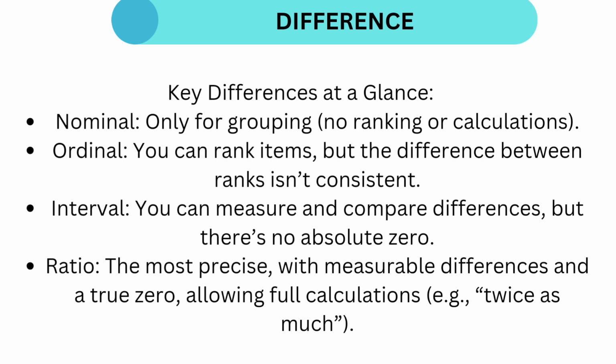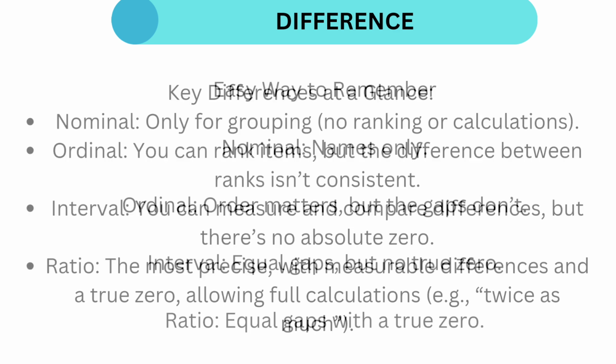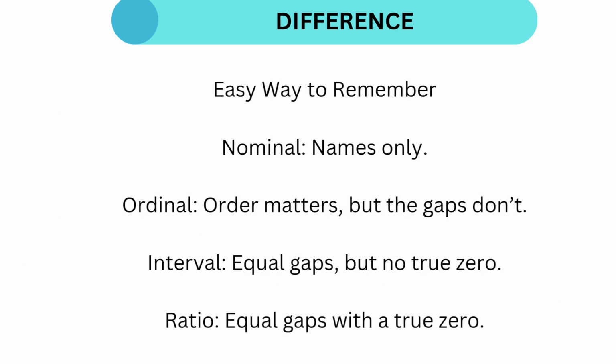The ratio is the most precise with measurable differences and a true zero, allowing full calculation. That means twice as much. Example. So an easy way to remember is: nominal names only, ordinal order matters but the gaps don't, interval equal gaps but no true zero, and the ratio is equal gaps with a true zero meaning.